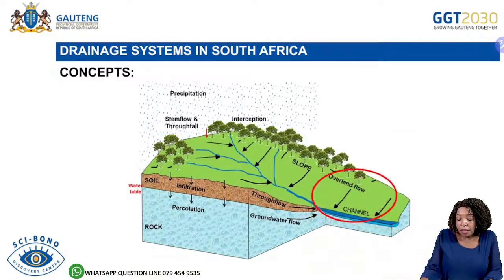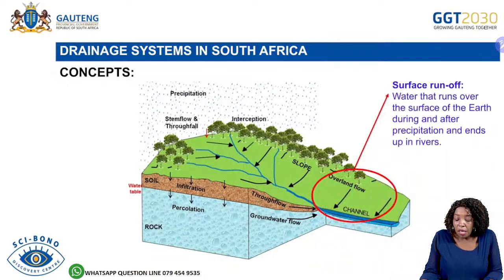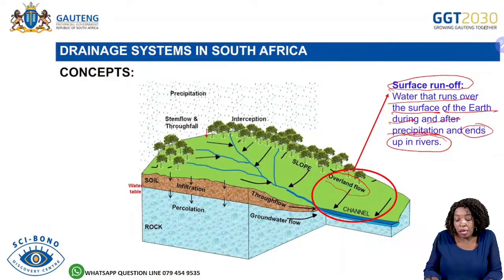Right, other concepts that you also have to have an understanding of, and must be able to identify, is what a surface runoff is, which in this diagram is indicated as the overland flow. So the water runs over the surface of the earth during and after precipitation. And where does it end up? It ends up in the river.